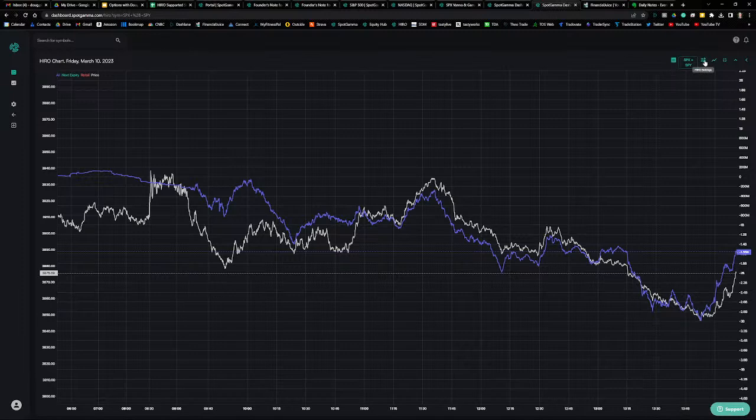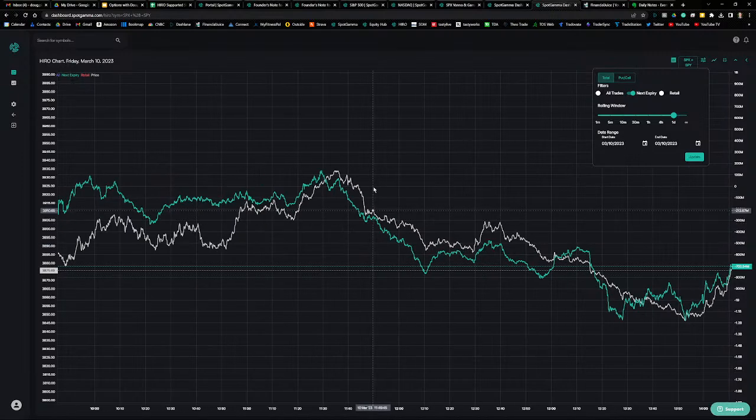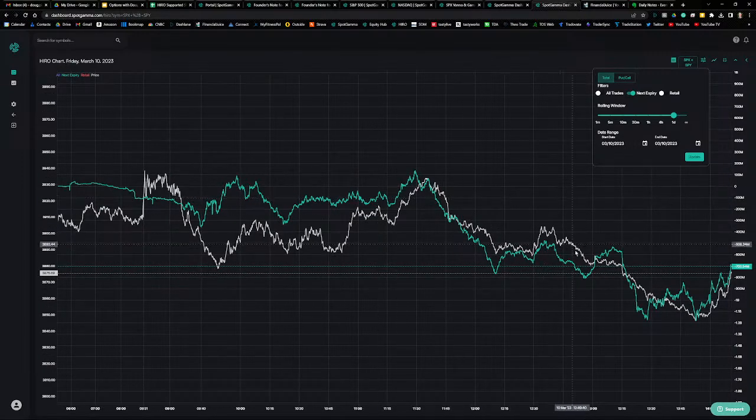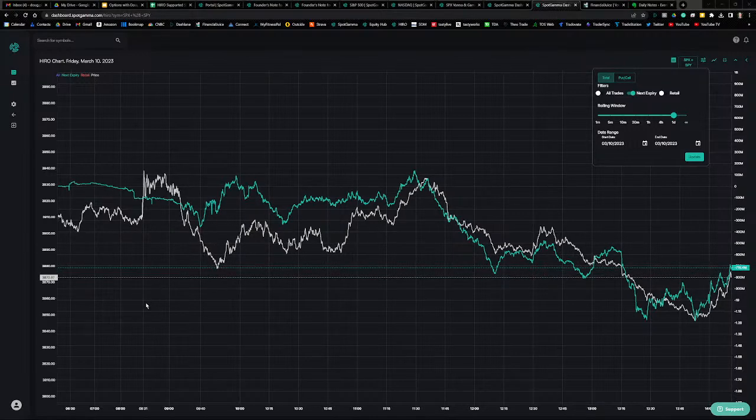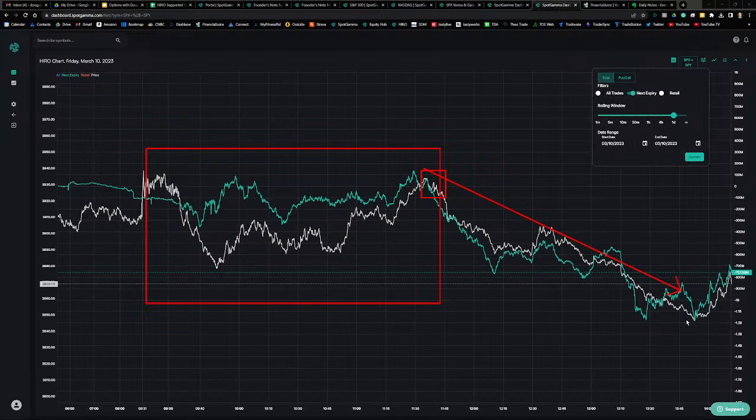Let's see what the 0 DTE options traders were doing. All right, so here's the morning session with the up and down, and then around 11:30 or 12, then price starts to move lower until another key level, the 38.50. So RJ asked, could you explain the 38.50 level?